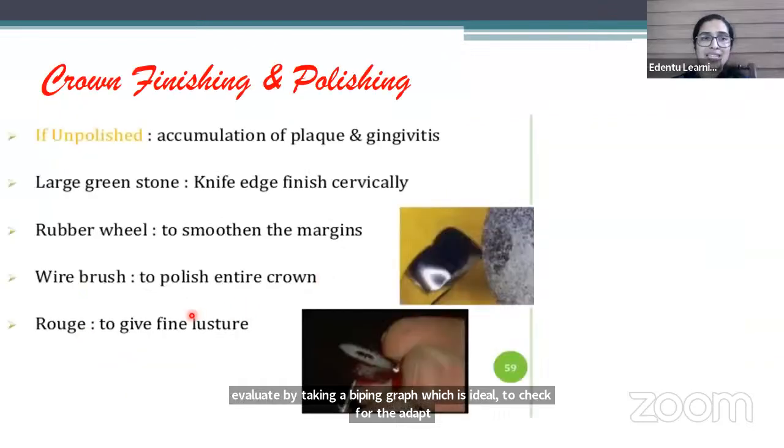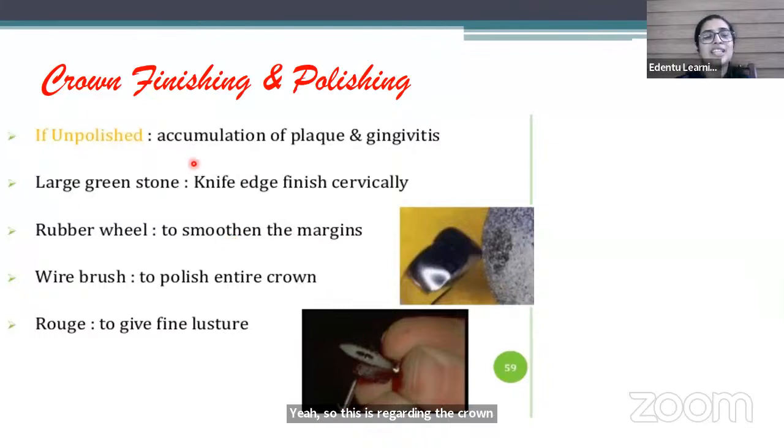Yeah, so this is regarding the crown finishing and polishing. If it is unpolished, there could be chances of accumulation of plaque and gingivitis. The instruments that you have to use for the same are the large greenstone, the rubber wheel, as well as the wire brush.